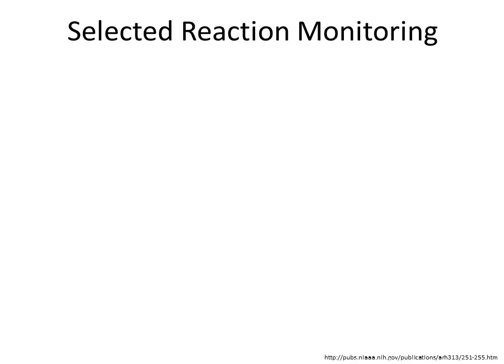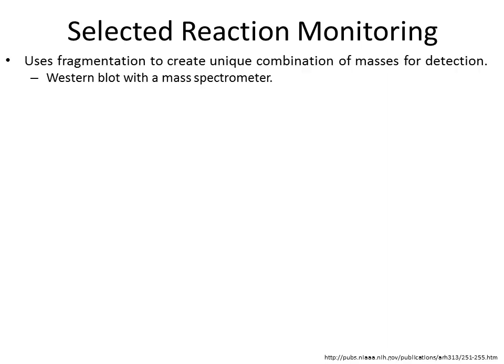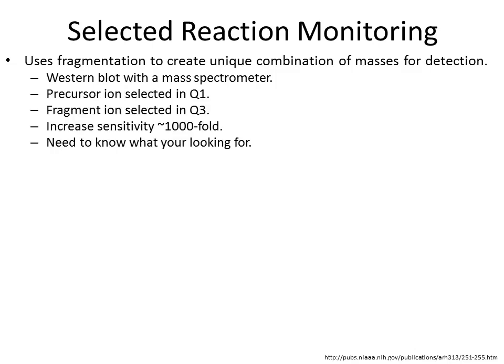The result of this is an extremely sensitive and specific assay called selected reaction monitoring, which can be thought of as doing a Western blot with a mass spectrometer. It requires that you know the identity of the peptides that you want to measure to program the mass spectrometer. In other words, you can target specific peptides in a complex mixture.